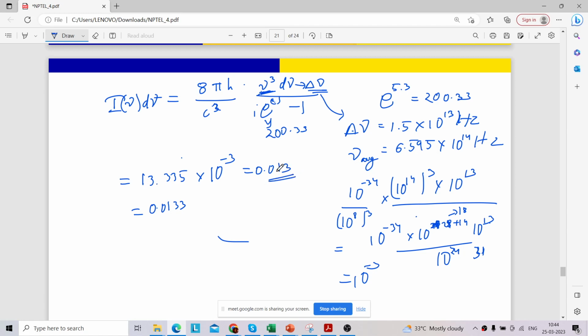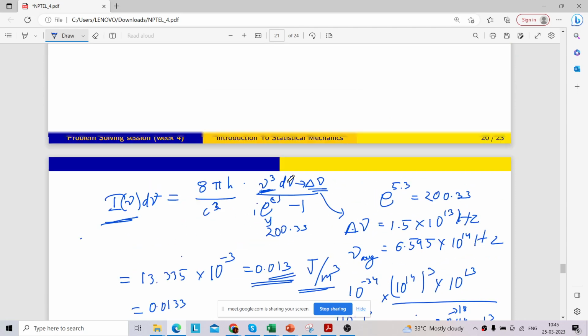So this is the energy density. What will be the unit? Energy density means energy per unit volume. So this will be joule per meter cube. So this is the answer.